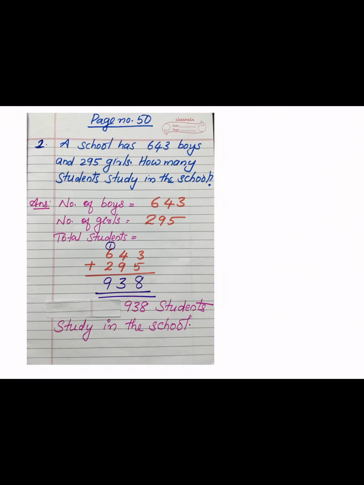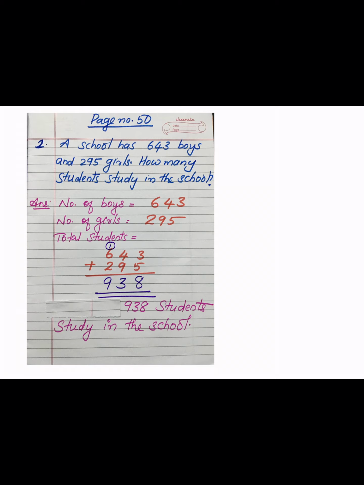And one more question I have given here. You see here, a school has 643 boys and 295 girls. How many students study in the school? Here also, first we will write what things are given in the question. The number of boys and number of girls are given, and afterwards we will find the answer. Total students means we have to add to get the answer. We add, and we got the answer 938.